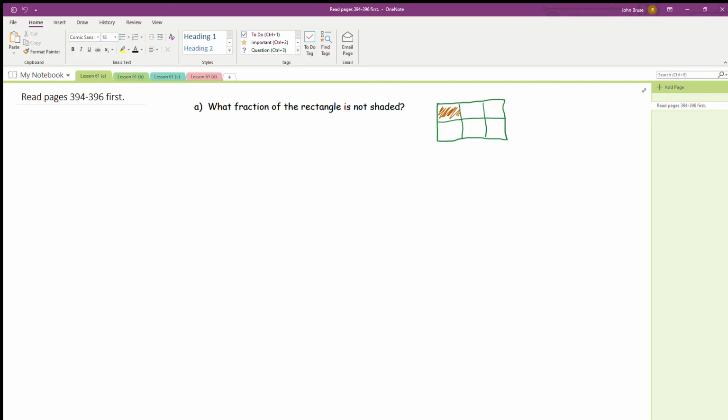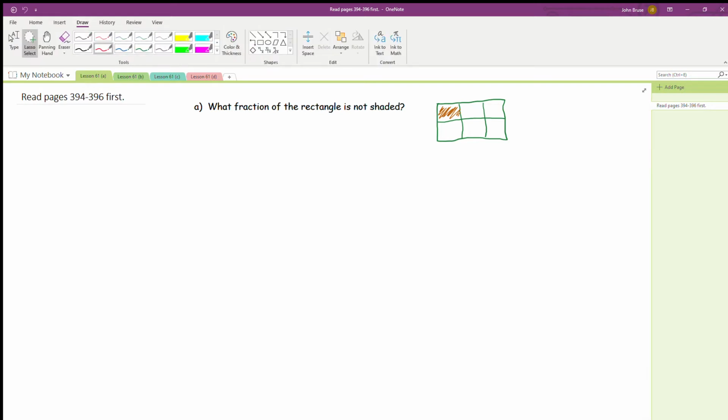Okay, so on page 396 we're going to start with letter A. And letter A says, what fraction of the rectangle is not shaded? So the first thing we want to do is count how many parts the rectangle has been broken into. So we've got several parts here. Go ahead and number them for you.